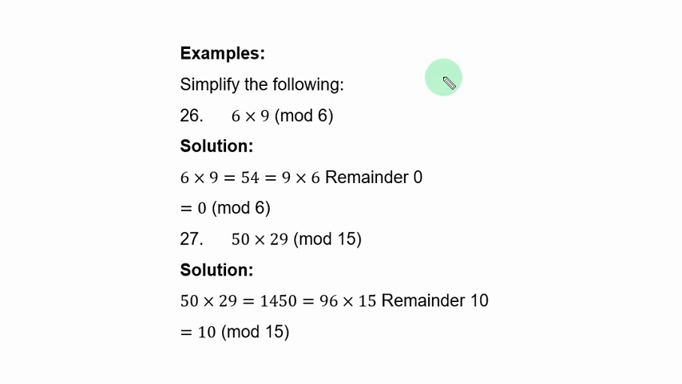So examples, simplify the following. 6 times 9 modulo 6. Okay, so 6 times 9 is equal to 54. So here you look for a multiple of 6 that is close to 54. In this case, 54 is a multiple of 6. The number that 6 should multiply to give 54 is 9. So you have 9 times 6, 54. So you just need to add remainder 0, because remainder is what we are interested in. For that reason, 6 times 9 modulo 6 is equal to 0 modulo 6.